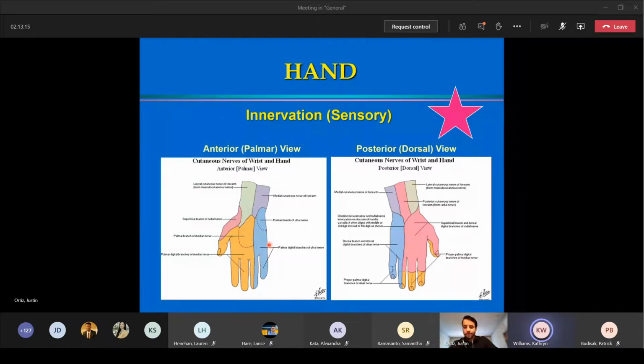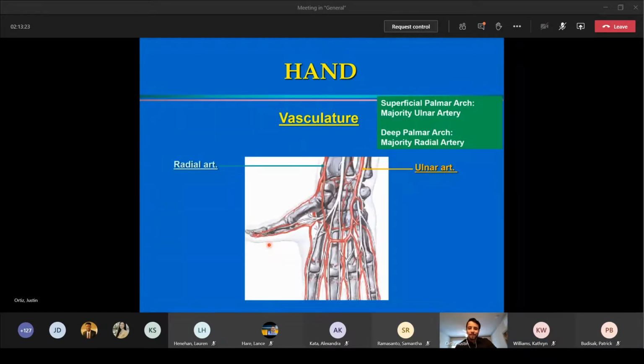Yeah, one is just more sensory, right? The other one's more motor. Yeah. Okay.